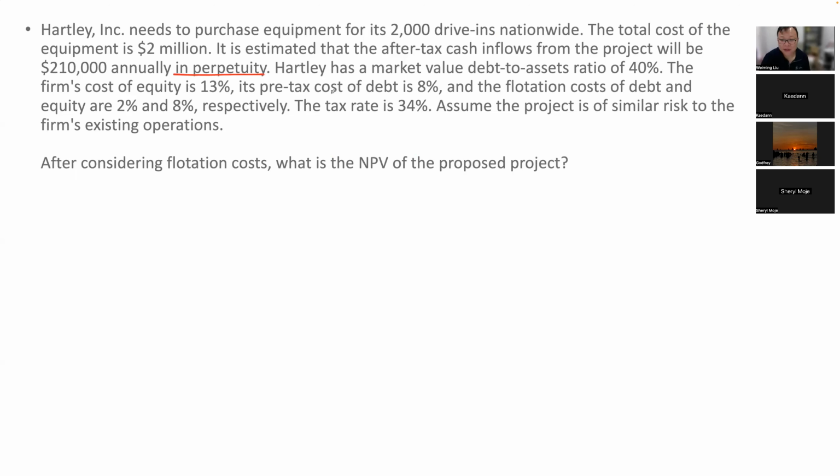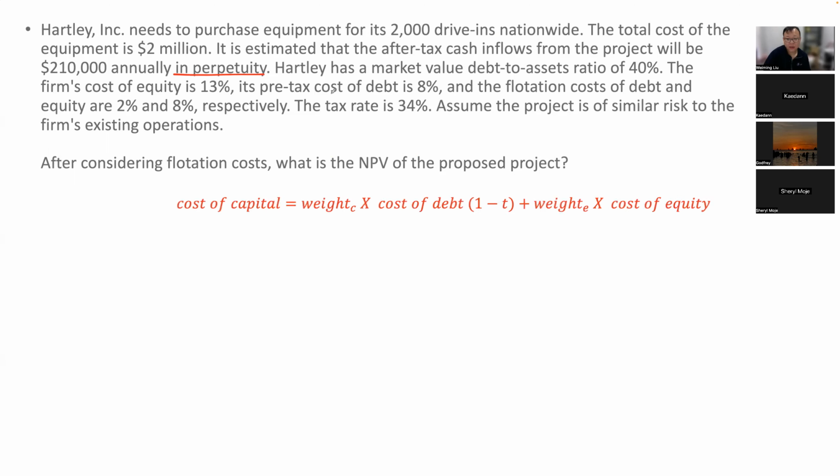Hartley has a market value debt to assets ratio of 40%. The firm's cost of equity is 13%. Its pre-tax cost of debt is 8%. The flotation costs of debt and equity are 2% and 8%. The tax rate is 34%. Assume the project is of similar risk to the firm's existing operations. After considering flotation costs, what is the net present value of the proposed project?